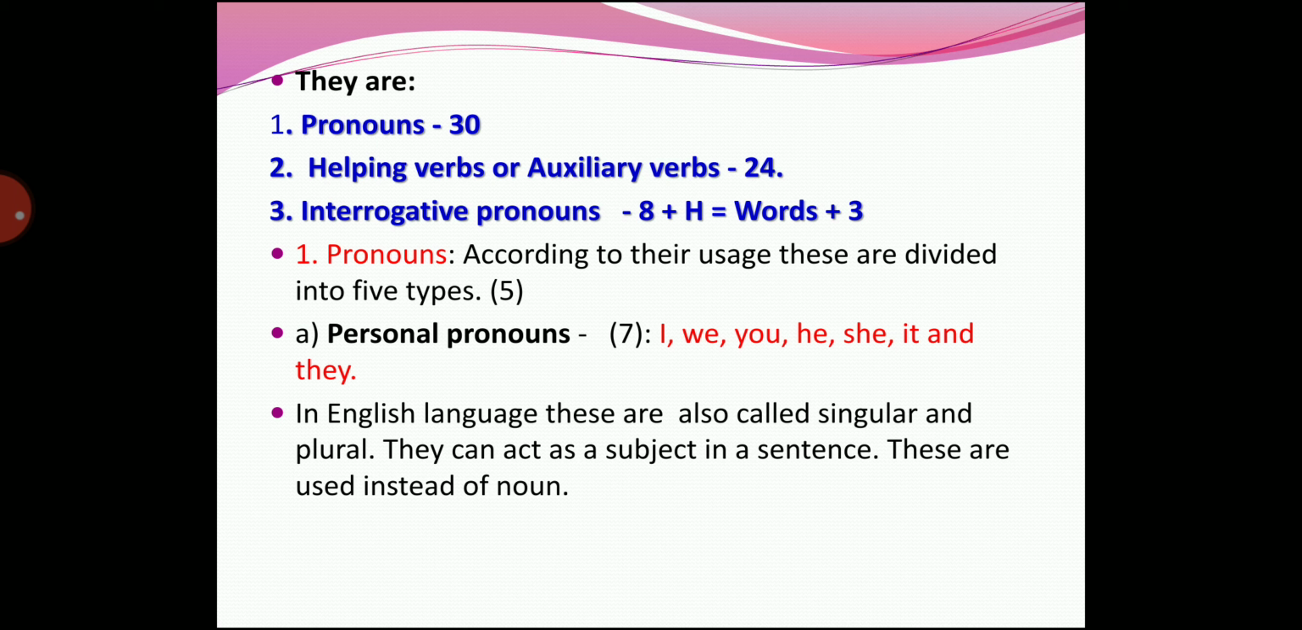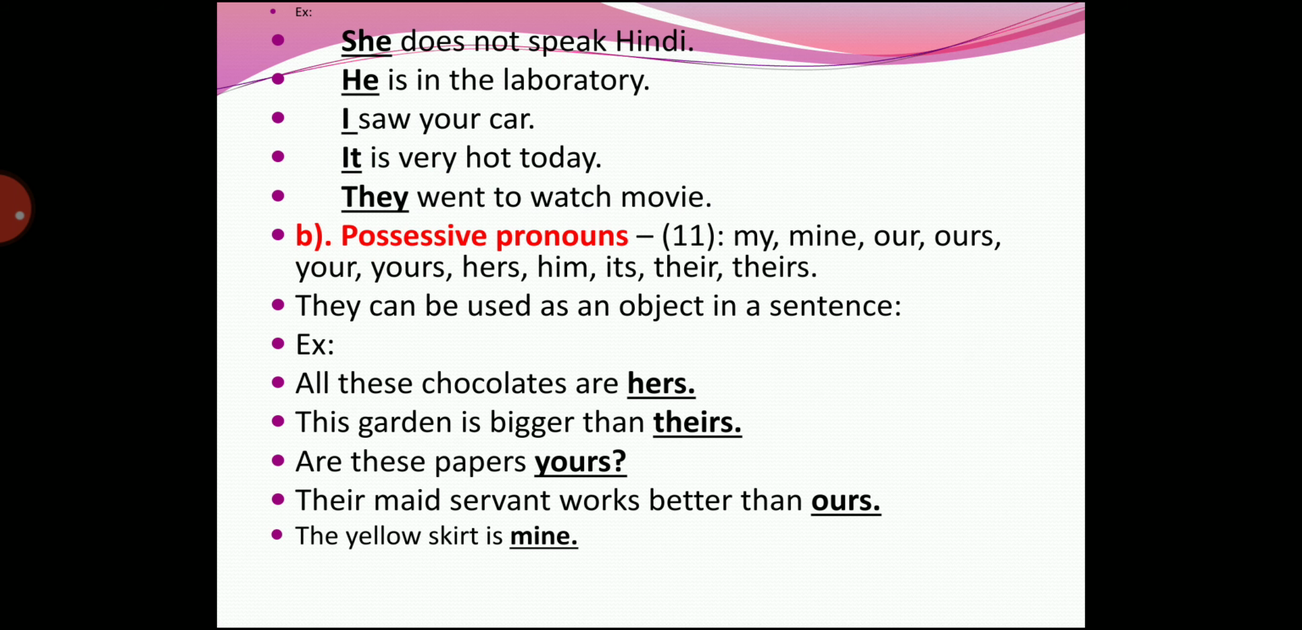Personal pronouns: I, we, you, he, she, it, and they. In the English language, these are also called singular and plural forms. They can act as a subject in a sentence, and these are used instead of a noun. So that is very clear for everyone. And coming to the usage, all these pronouns act as a subject in a sentence. I have given them in bold letters, you can look at them. She does not speak Hindi. So like this.